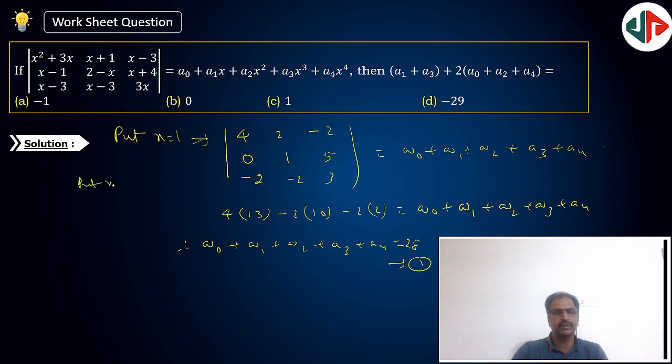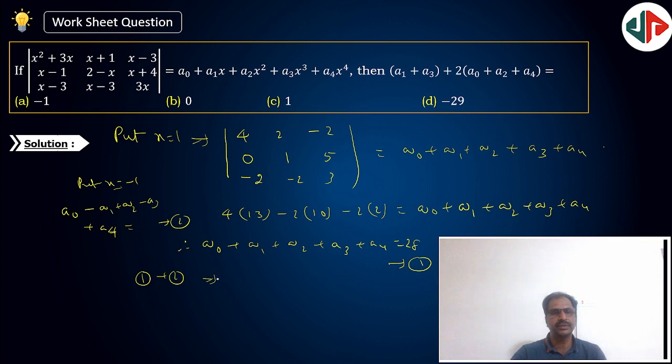Put x is equal to minus 1. Then you will get a0 minus a1 plus a2 minus a3 plus a4 is equal to some value after simplifying. Let us say it is equation 2. Add 1 and 2.